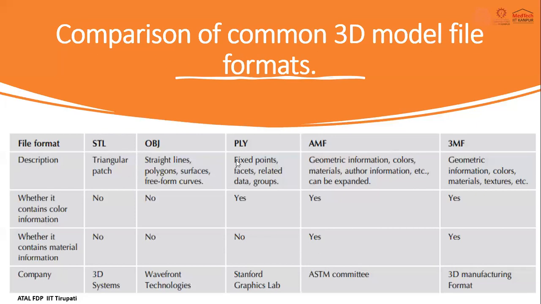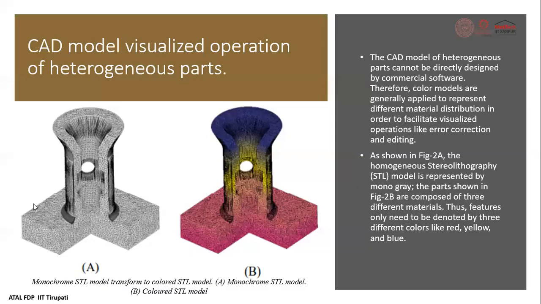If you look at the various files available today, you have STL as triangle, OBJ, PLY, AMF, and 3MF. Does STL give an option for color? No. PLY gives you an option for color. AMF gives you an option for color. 3MF gives you an option for color. Whether it contains material information: AMF contains material information, and 3MF also contains material information. As for who developed them, AMF is done by the ASTM committee, and 3MF is done by the 3D Manufacturing Consortium.